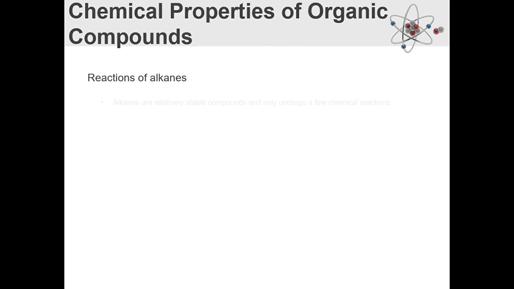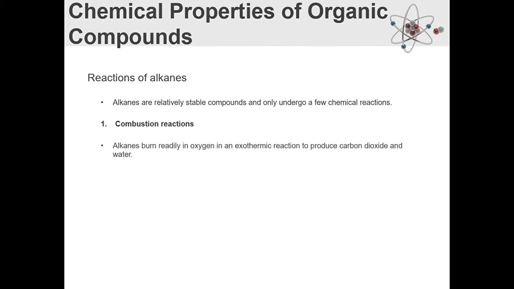Alright, alkanes. So alkanes are super stable. They only undergo a few chemical reactions. The most obvious one is combustion, the one we've already covered this year. They readily burn in oxygen in an exothermic reaction, producing carbon dioxide and water.